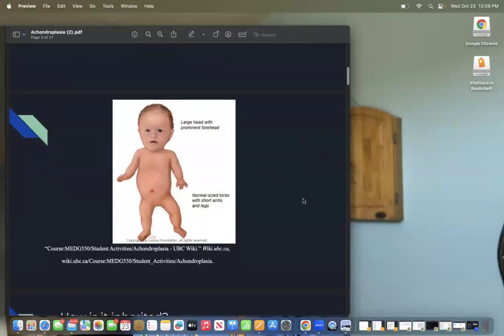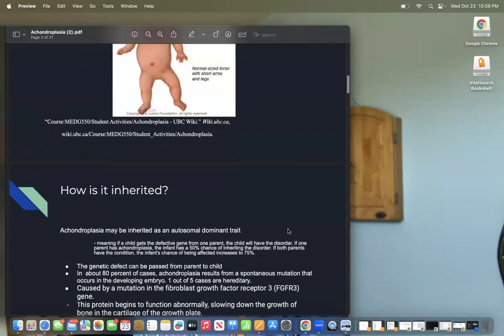This is a baby with a large head with a prominent forehead. This is a baby that was born with dwarfism.